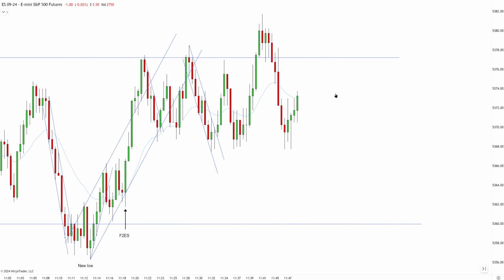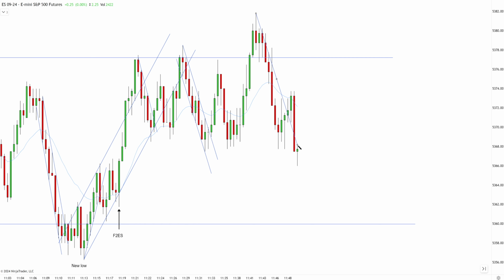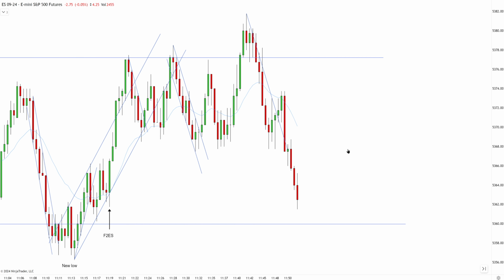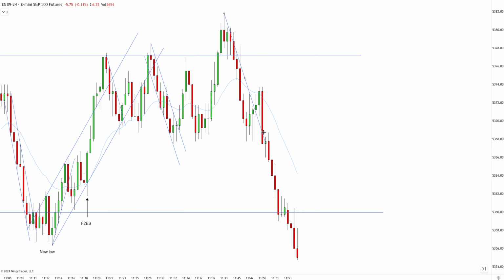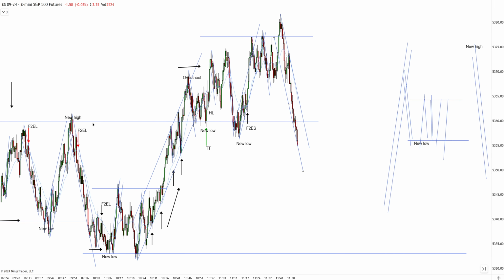Okay, market is finally trending lower. Redraw the downtrend. This is a significant push down, so I'm going to widen it because the second leg down is much longer than the first one. I'm going to zoom out. I'm going to grab my new high. So as you can see, neutral bias for the most part.